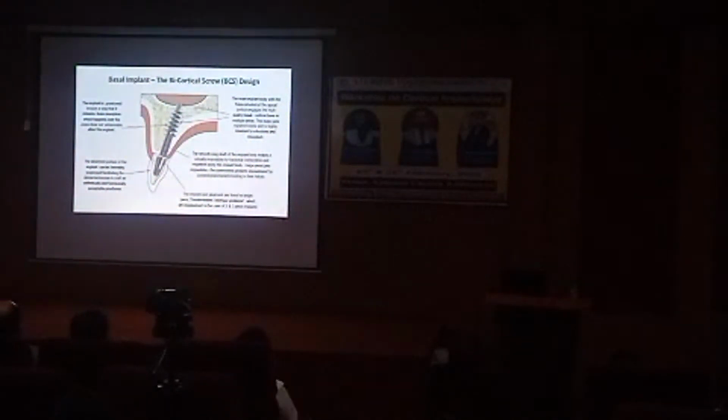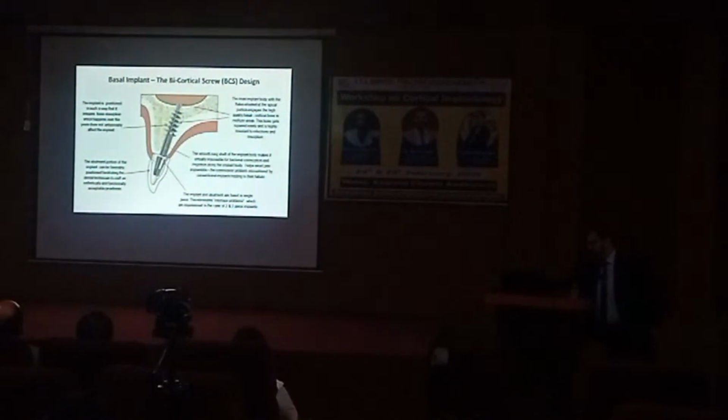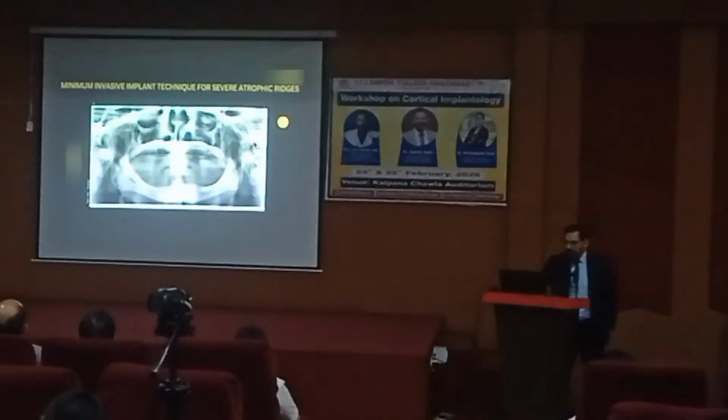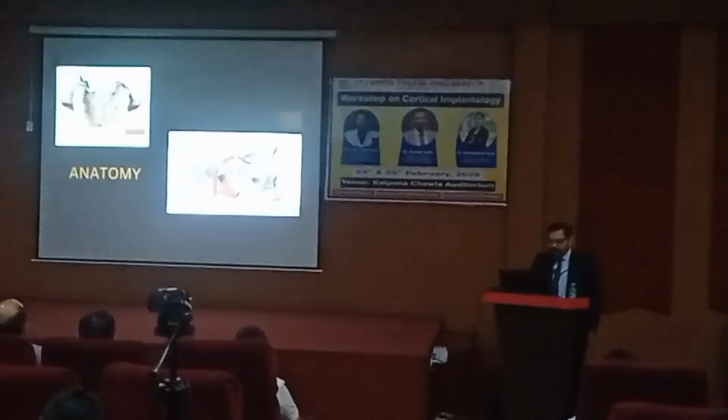There is also a term called tricorticalization, which we sometimes do in the nasal or canine region. This is your first cortical over here. This is your alveolar bone, where the tooth root ends. This is your basal bone over here. And over here is your cortical bone. So we always incorporate the cortical bone. If you leave your implant over here, at the range of the implant and the tooth root, it is going to be a failure. So this is a minimally invasive technique for severely atrophic ridges.